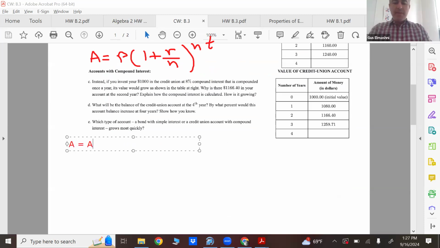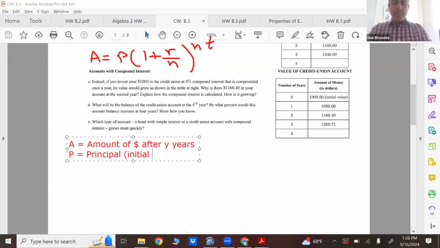A is still the same thing. Amount of money after T years. P is still the same. Principal, which is your initial deposit. T is still the same. Number of years. R is still the same. Your interest rate as a decimal.